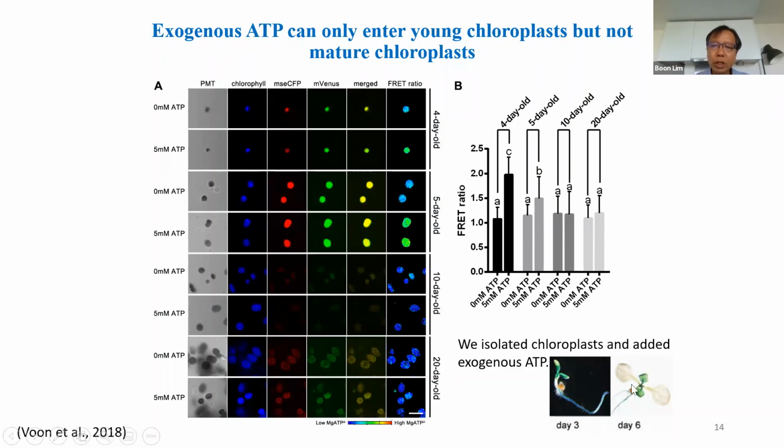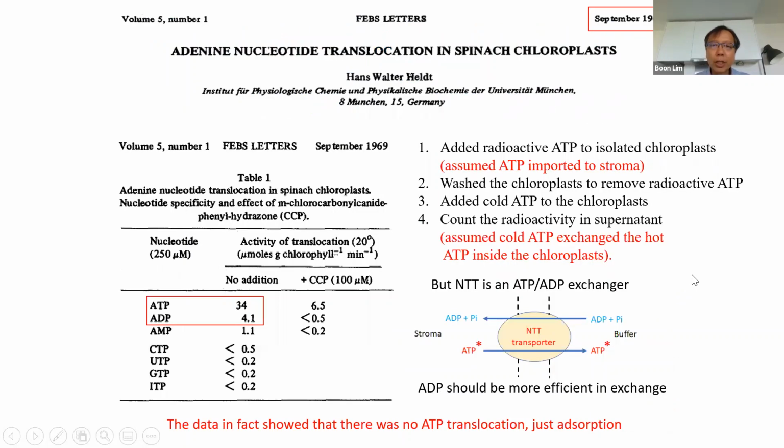This observation fits with the GUS staining. So our data show that for mature chloroplasts, the ATP outside of the chloroplast cannot get into the chloroplast because of the downregulation of NTT.